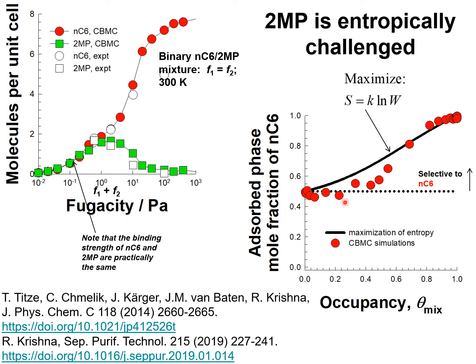The message to emerge from this example is that the separation of hexane isomers in MFI zeolite is entirely due to entropy effects, because the differences in binding strengths are negligibly small.